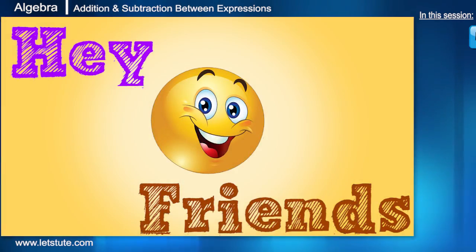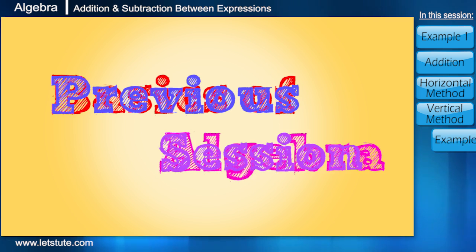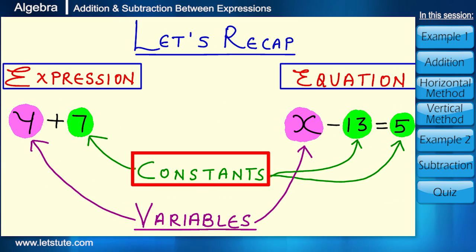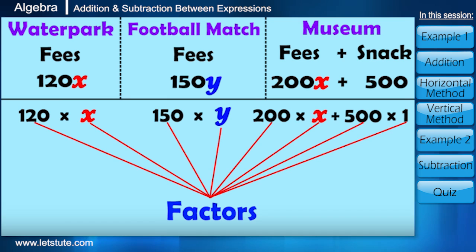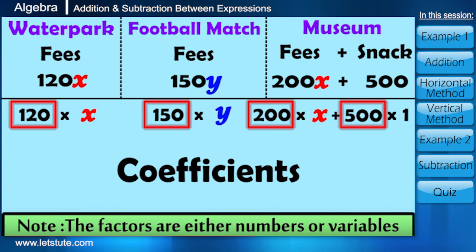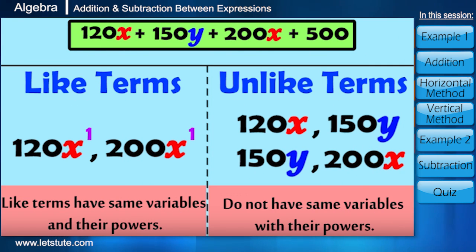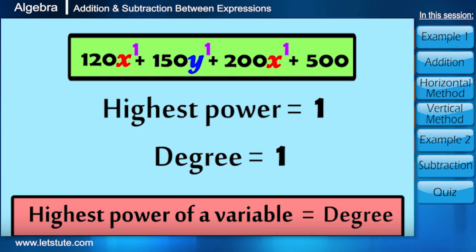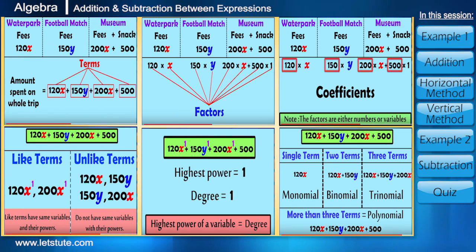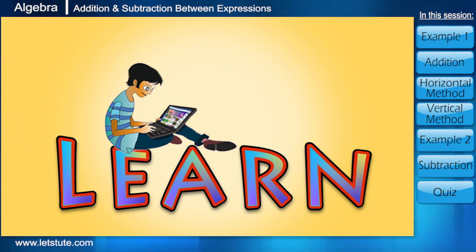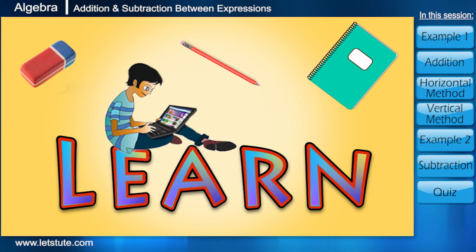Hi friends, in our previous session we have learned the basics of algebra: constants, variables, expressions. We also learned about terms, factors, coefficients, like and unlike terms, degree of an expression and their classification based on the number of terms. So having understood all these simple things, let's learn something more with an interesting example.